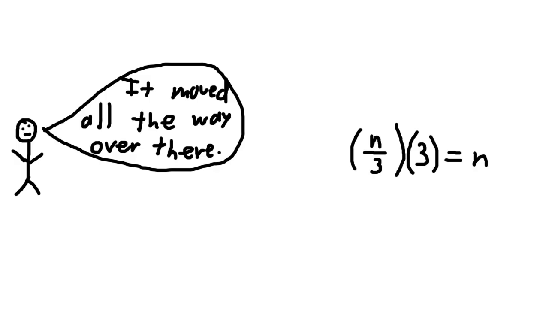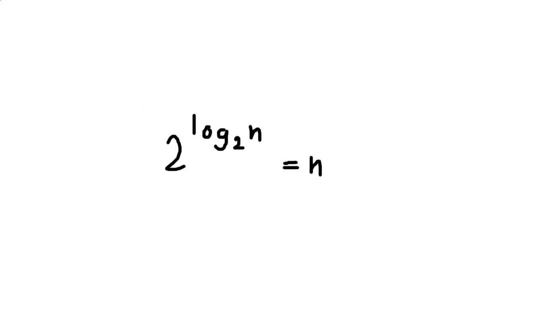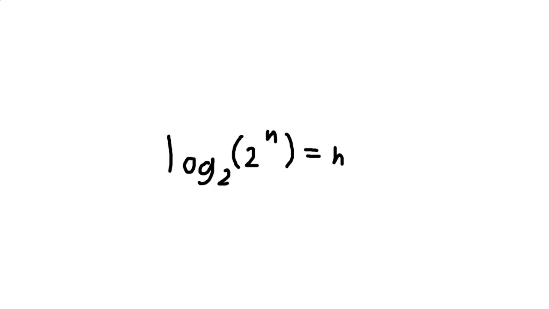Exponents and logarithms are inverse operations too. 2 to the power of log base 2 of anything is equal to that anything. Conversely, log base 2 of 2 to the power of anything is also equal to that anything.